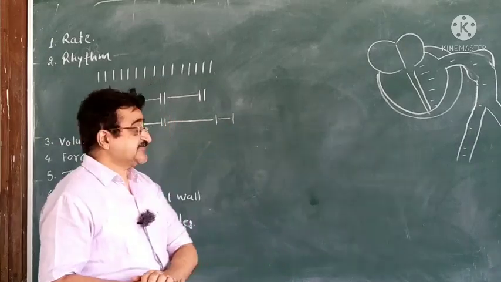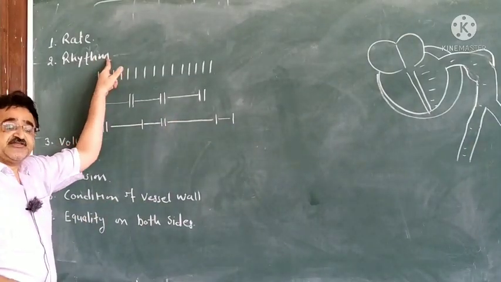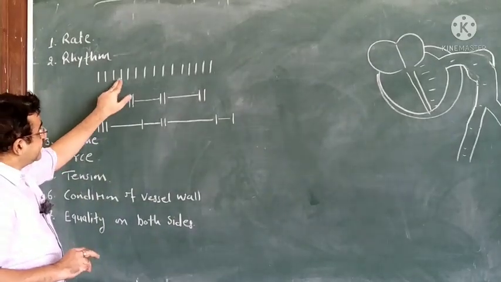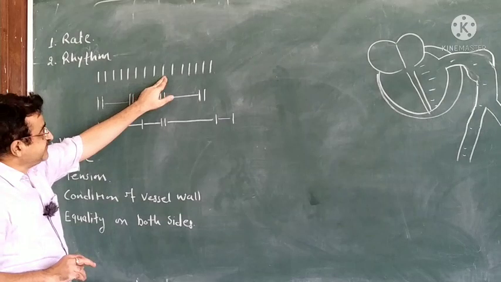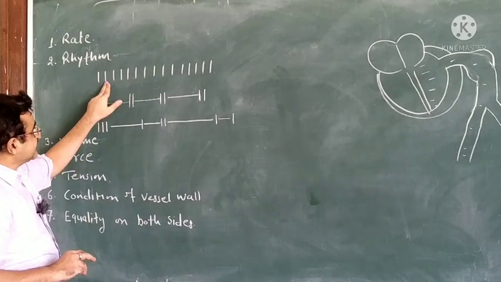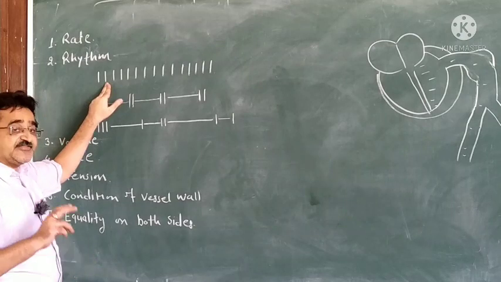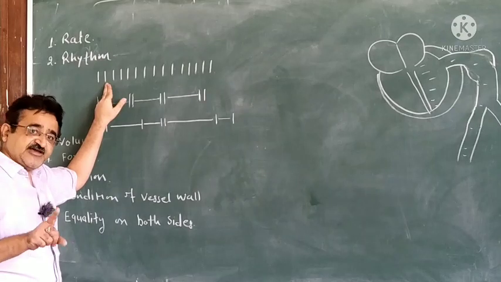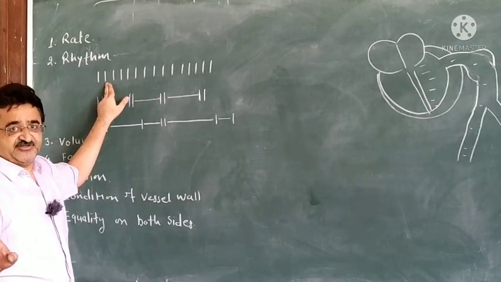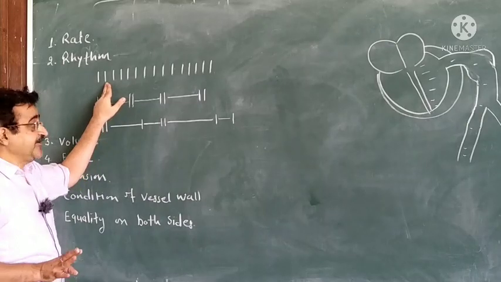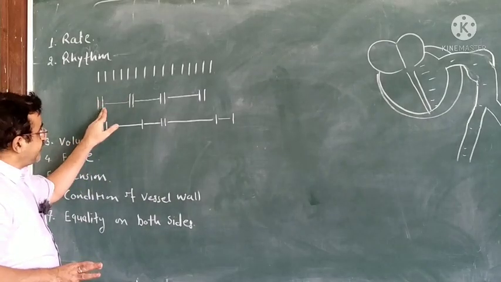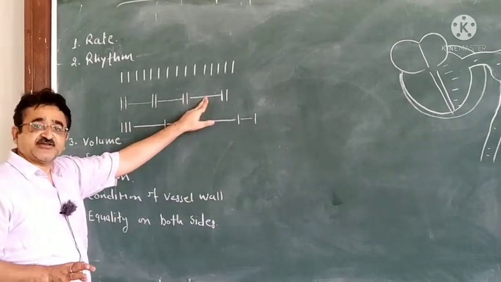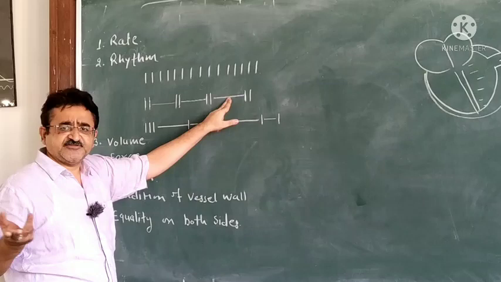Then second is the rhythm. Rhythm is what? When the radial pulses are being recorded, are these subsequent radial pulses at an equal distance or at a fixed distance? If so, then the pulse is regular. That is, the rhythm is regular. But if the beating of the heart is not regular, then it is known as an irregular rhythm. This is also known as arrhythmia.